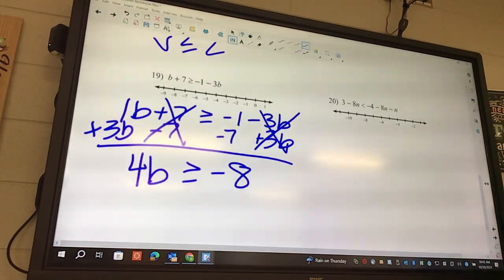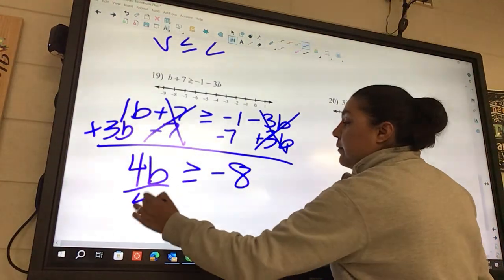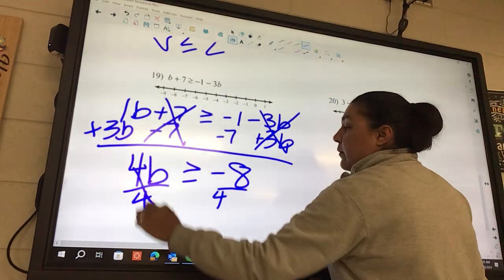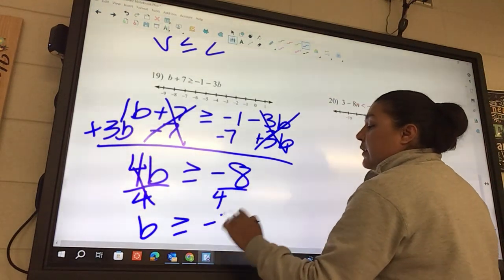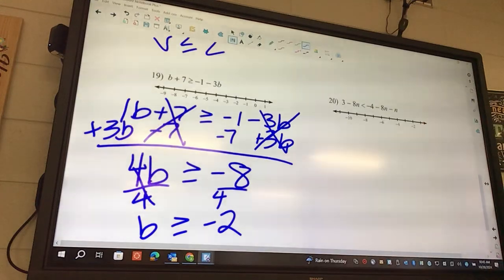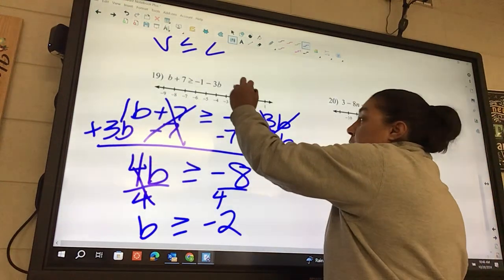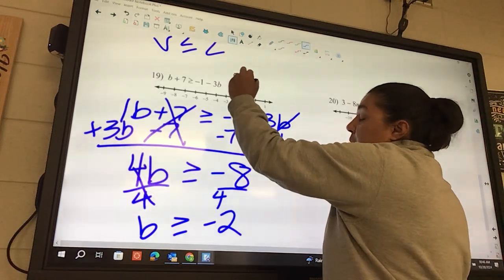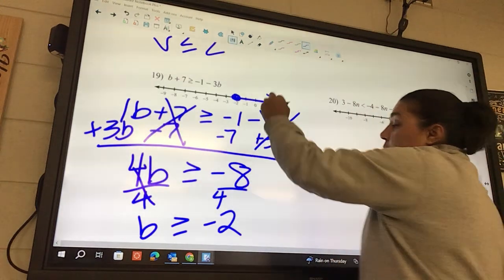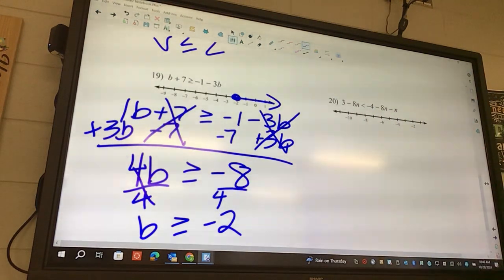Okay, and then I'm gonna divide by 4. So it's gonna give me a -2. On the -2, is it gonna be open or closed? Closed. b is greater than -2, so going this way, to the right.